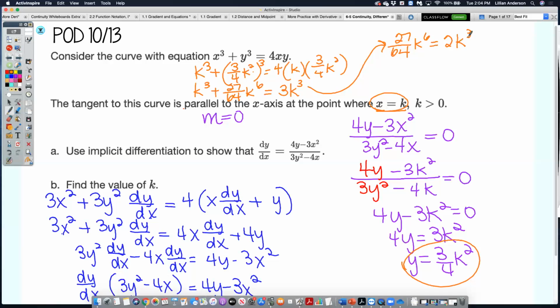Ooh, you could divide. Say again? Can you divide by k? Yeah, I mean, 1k or k to the third? Oh, like k to the third. Yeah, on the other side. When you divide with exponents, what do you do? So this becomes 27 over 64 k to the third equals 2. So multiply by 64 over 27.